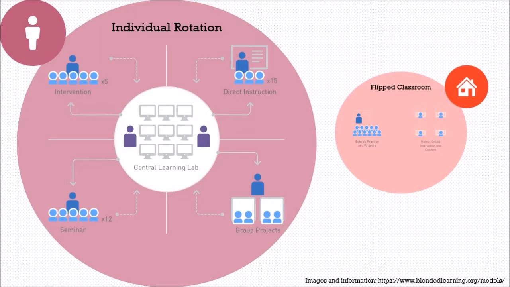The individual rotation model allows students to rotate through stations, but on an individual schedule set by a teacher or software algorithm. Unlike other rotation models, students do not necessarily rotate to every rotation. They rotate only to the activities scheduled on their playlists.